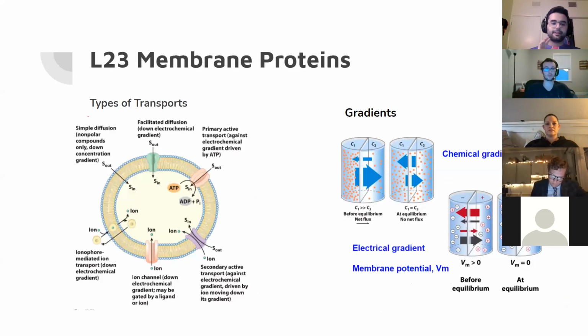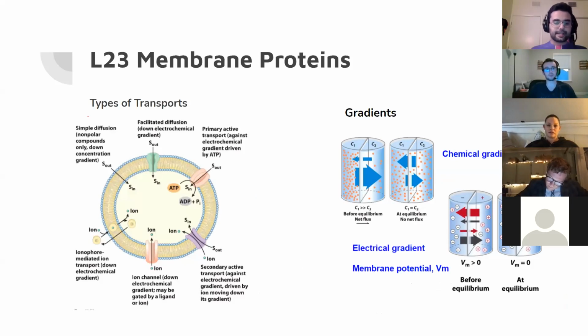Types of transport. There are 6 that we're going to talk about. Our simple diffusion, which is just going down its concentration gradient with no protein. Our facilitated diffusion, which is going down our gradient but with the protein helping. Our primary active transport, which is using ATP to move something against its concentration gradient or electrochemical gradient.